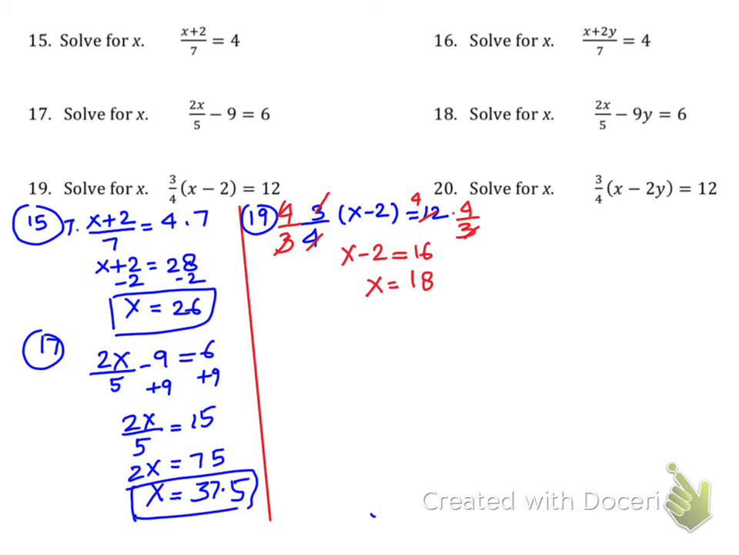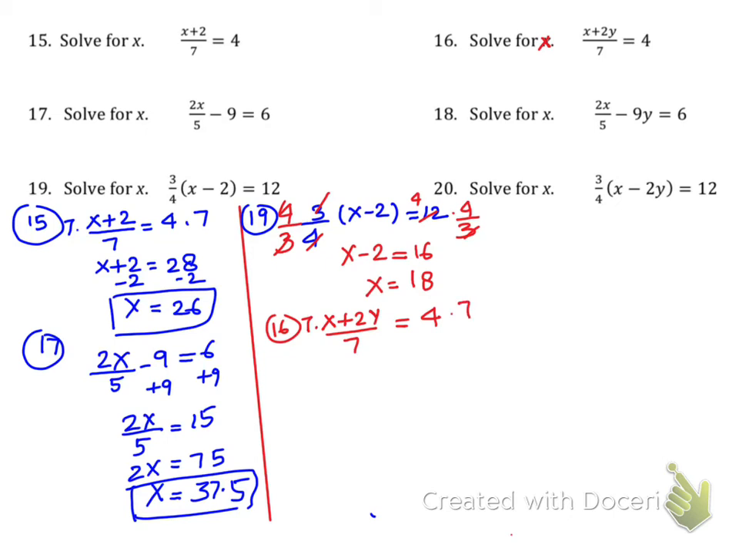For 16, we have x plus 2y over 7 equal to 4. And what they want us to do is solve it for x. So I need to isolate everything beside it. I can start by first getting rid of that 7 at the bottom, so I'm just going to multiply both sides by 7.